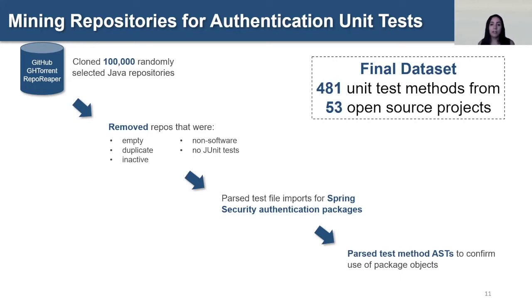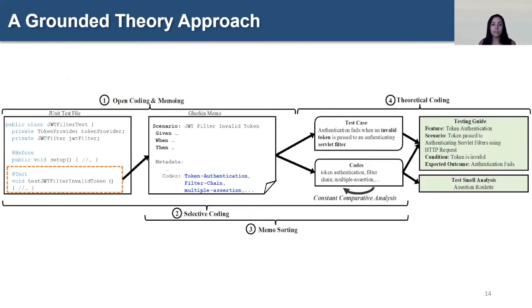So we manually analyzed these 481 test methods with our grounded theory approach. This is an overview of this approach. We started with open coding and memoing, moved on to selective coding, sorted our memos, and conducted theoretical coding to transform this large set of JUnit test methods into a test guide and an analysis of test smells.